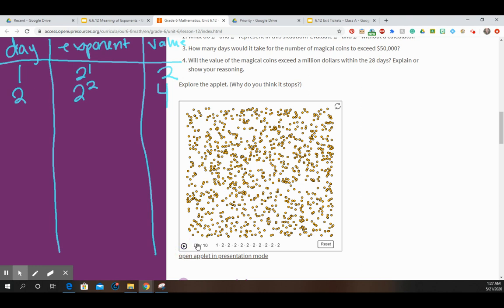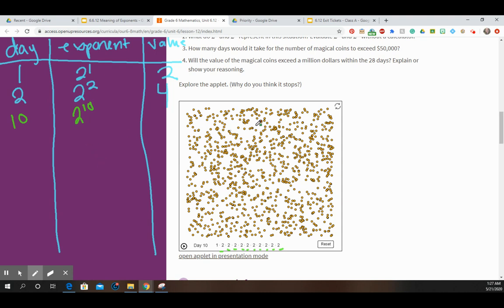So day 10, you might notice, looks way different than days 1 and 2. This is probably way bigger than a lot of you thought this would get. So now we're on day 10. And I have 1, 2, 3, 4, 5, 6, 7, 8, 9, 10 2s. So that's the same as 2 to the power of 10.